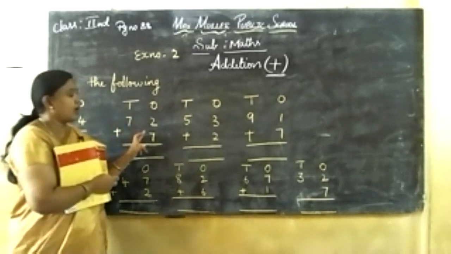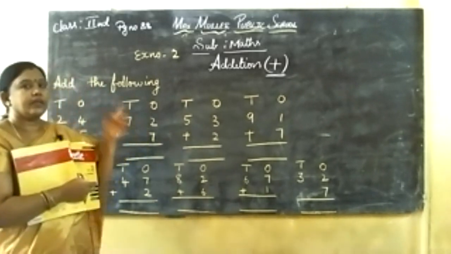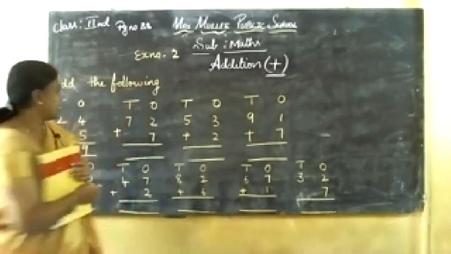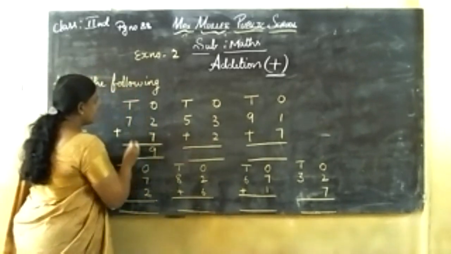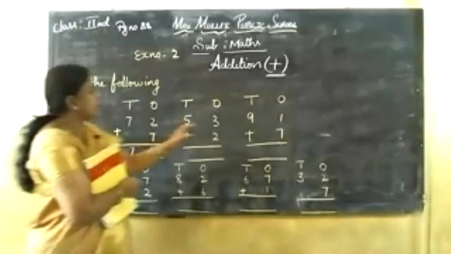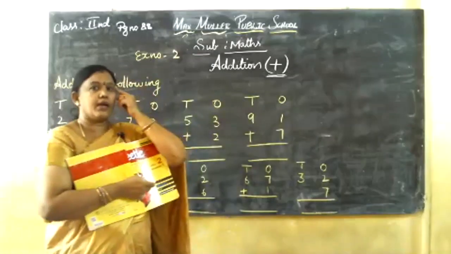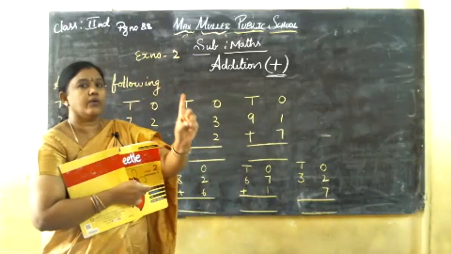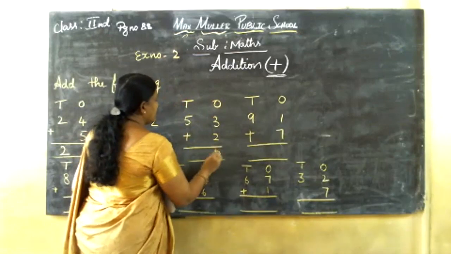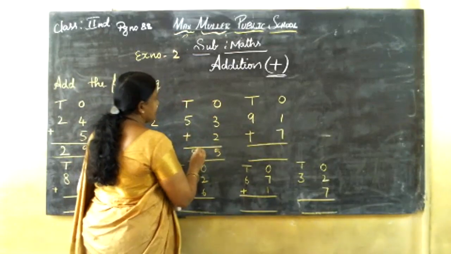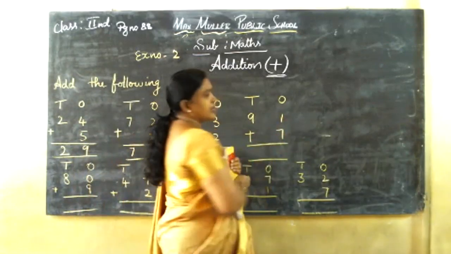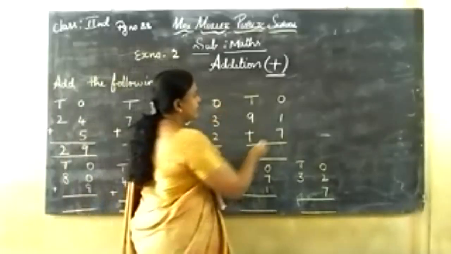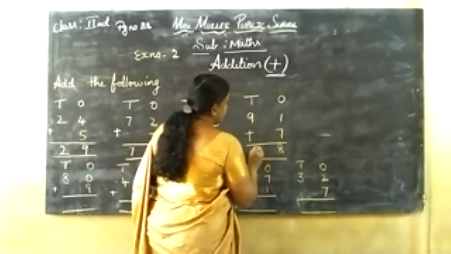Here 2 or 7, which one is the bigger number? 7. Keep 7 in the mind, 2 on the finger. After 7, 8, 9. 7 as it is you write. 3 plus 2. Keep 3 in the mind, 2 on the finger. After 3, 4, 5. 5 as it is you write here. 1 plus 7. 7 in the mind, 1 on my finger. After 7, 8. 9 as it is, you write.